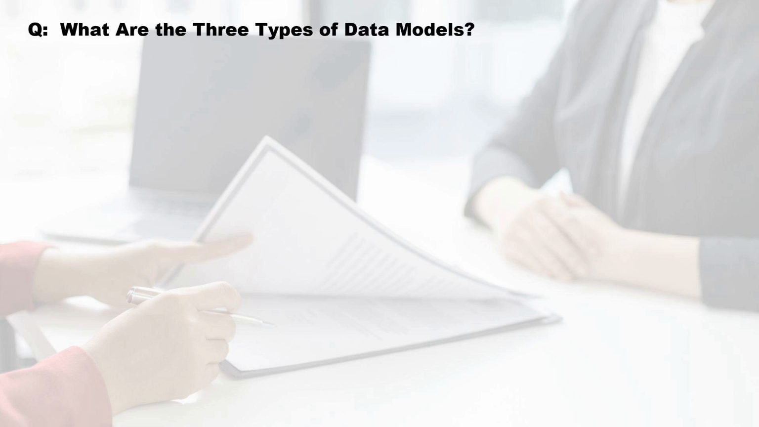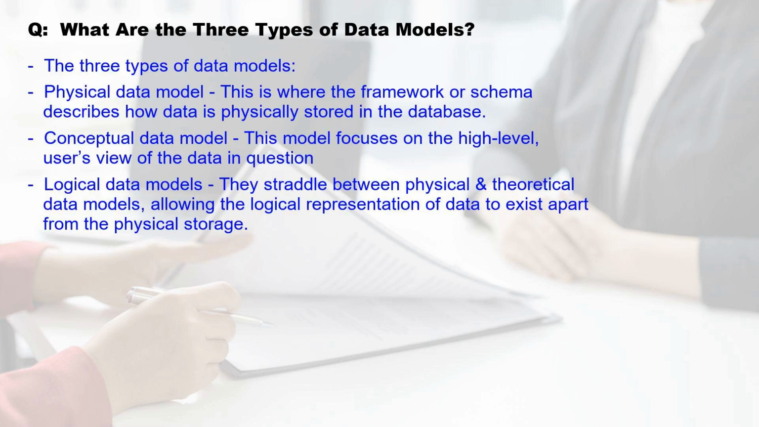What are the three types of data models? The three types of data models. Physical data model, this is where the framework or schema describes how data is physically stored in the database. Conceptual data model, this model focuses on the high level user's view of the data in question. Logical data models, they straddle between physical and theoretical data models, allowing the logical representation of data to exist apart from the physical storage.